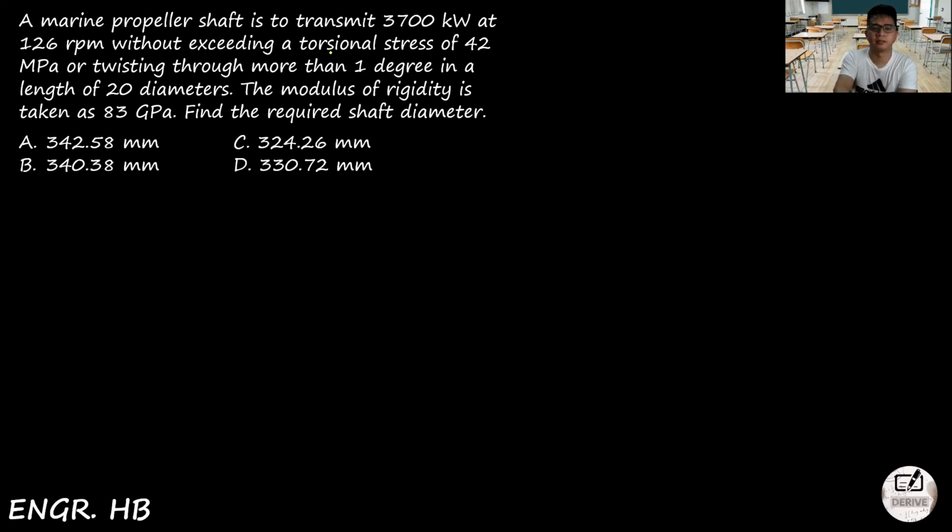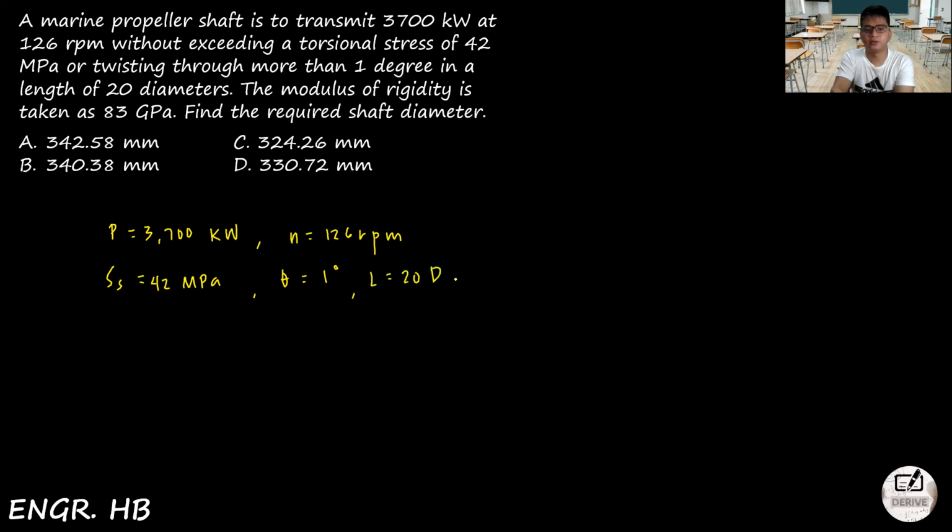So we have a marine propeller shaft transmitting 3,700 kilowatts. That's very big, no? It must be a very large ship, at 126 RPM. That's slow, maybe because the tail shaft is very heavy or large. So we immediately see power and shaft speed, so automatically there will be a torque later. And without exceeding a torsional stress of 42 megapascals, or twisting through more than 1 degree, in a length of 20 diameters. The modulus of rigidity is 83 gigapascals, so we multiply by 1,000 right away, or 83,000 megapascals, because we need everything in newtons.